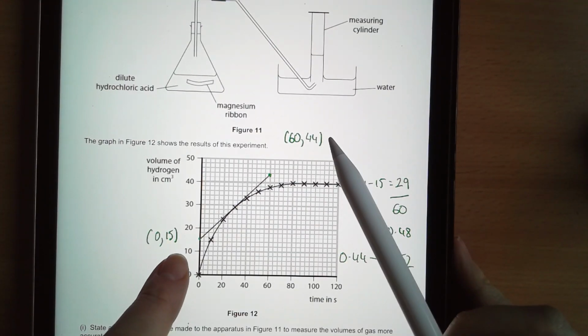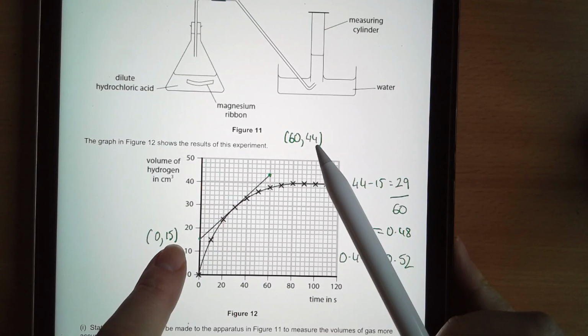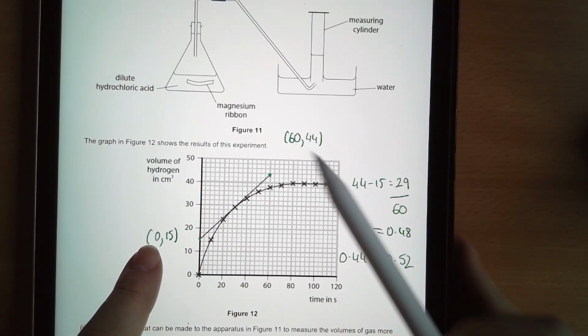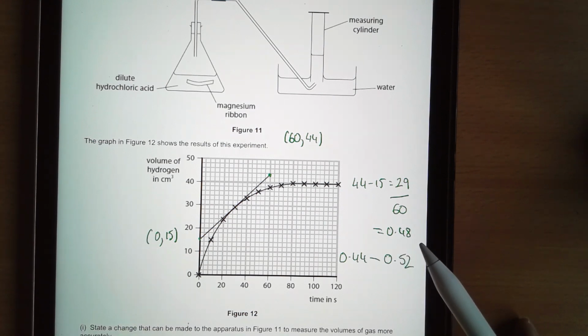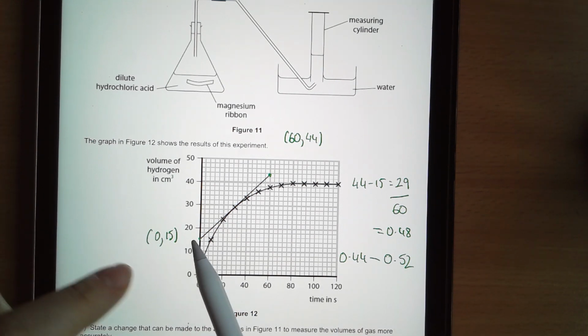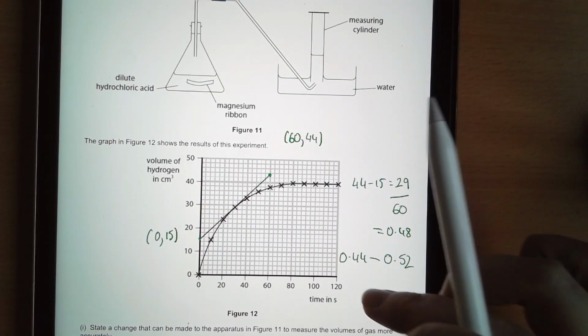And once I've got my points picked, it's change in y. So the difference between y points, 44 and 15, is 29, over change in x, 60 and 0, the difference is 60. I divide and I get 0.48. And on the mark scheme, it gives a range. As long as your answer is between 0.44 and 0.52, you've got the right answer. So you could choose slightly different points, or you could read this slightly differently, and you could say that this was 0.16, and you'll still be within range and you'll still get your marks.